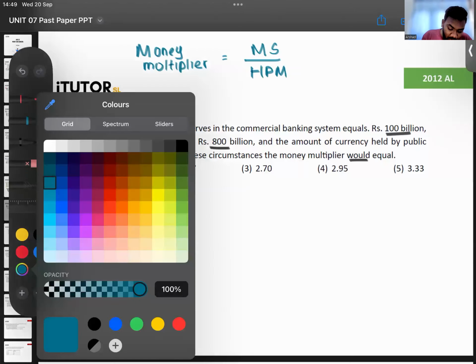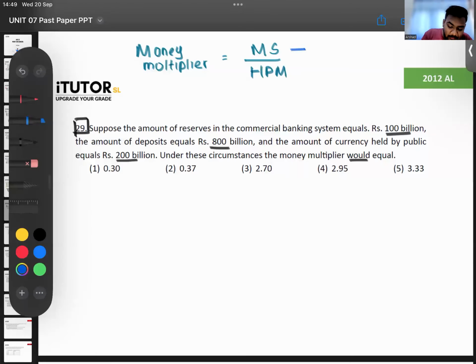Can you tell me what the components of money supply are? Usually when they say money supply, unless they specifically say otherwise, it's M1. So what does M1 money supply have? Currency held by public, we'll say CCP, plus demand deposits of the public in commercial banks.